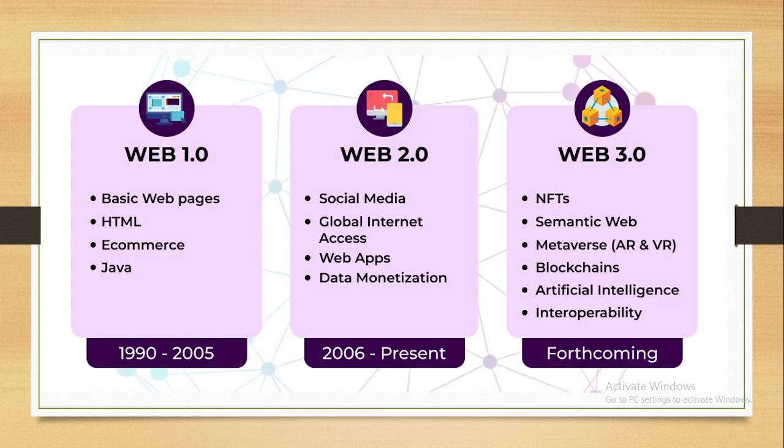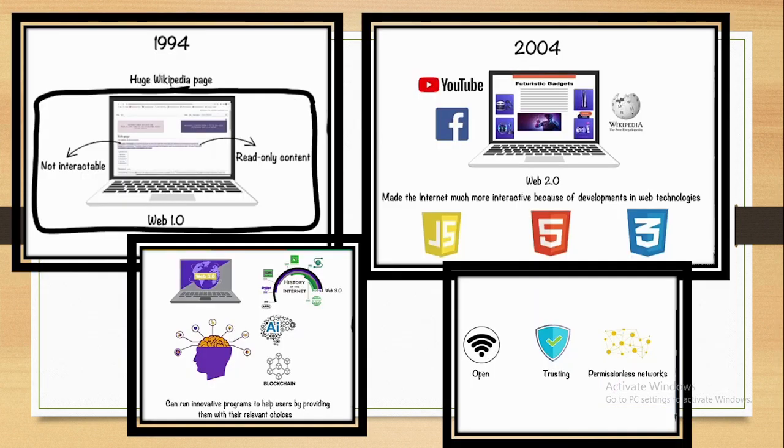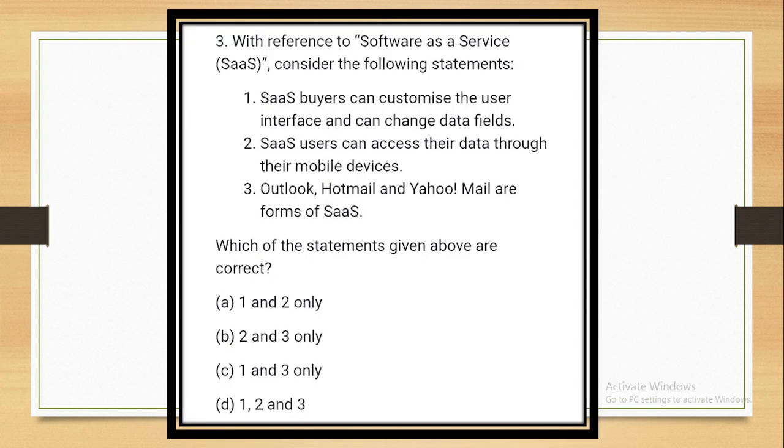See, in Web 3 there is a lot of privacy, and it's the next generation or the next phase of the evolution of the web or internet. Web 3 is built upon the concept of decentralization, openness and greater user utility. So the answer of this question is option D. All the statements are correct.